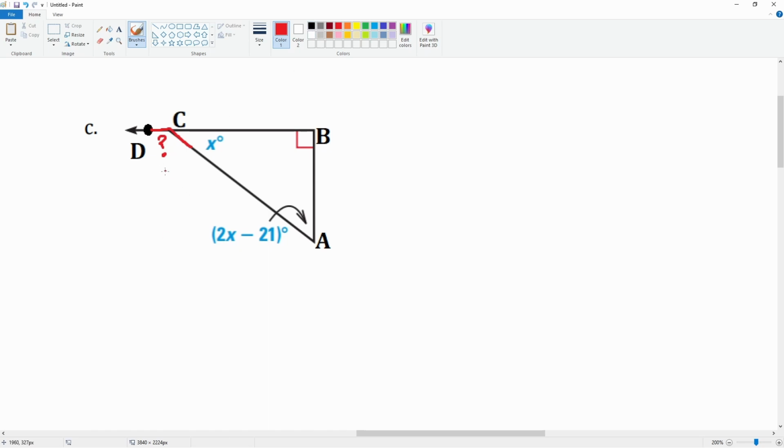Well, I can't use that exterior equation. I can't use this one. Interior plus interior equals exterior. Well, I have another one though. I have my triangle sum theorem. All my angles on my inside adds up to 180. So I know that x plus 90 plus angle A, which is 2x minus 21, has to add up to 180. Let's combine some like terms. X and 2x becomes 3x. 90 minus 21, that becomes 69. So plus 69 equaling to 180.